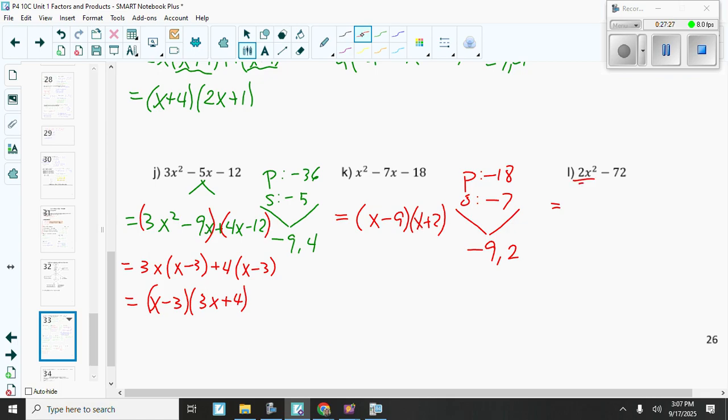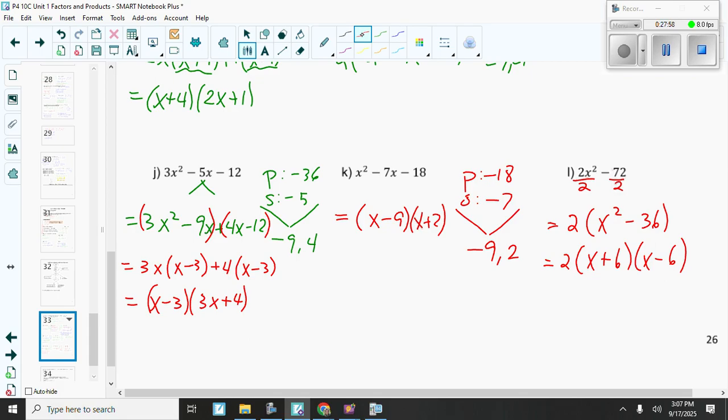So if I divide both of these by 2, then I do indeed get x squared minus 36. This is a difference of squares. So I can say 2 times x plus 6 and x minus 6, because 6 times 6 gives me my 36. I'll give you a second to jot those down.